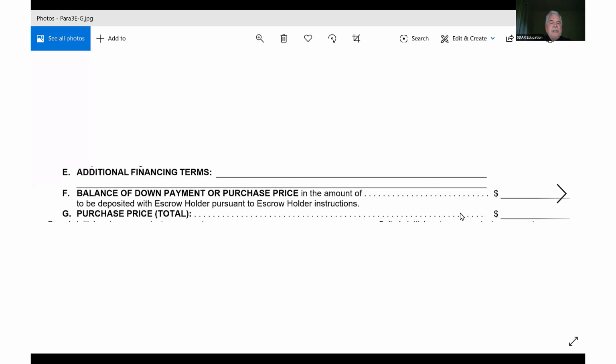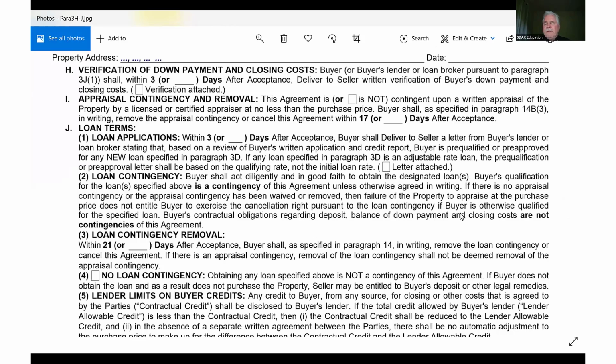Let's talk about H. And a whole bunch of stuff in here. And believe it or not, we're going to get through this pretty quick. Verification of down payment.